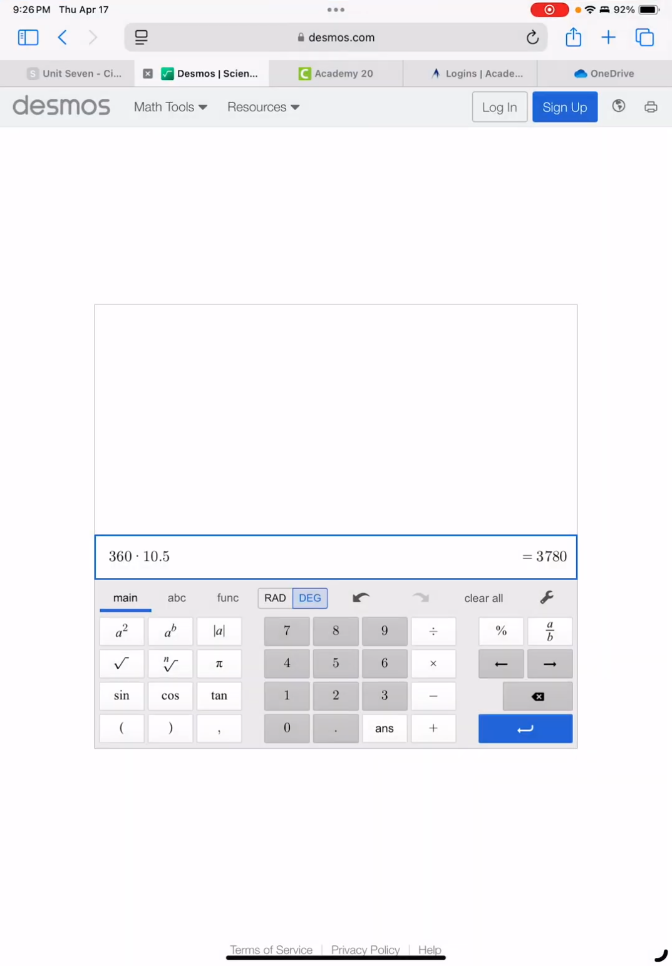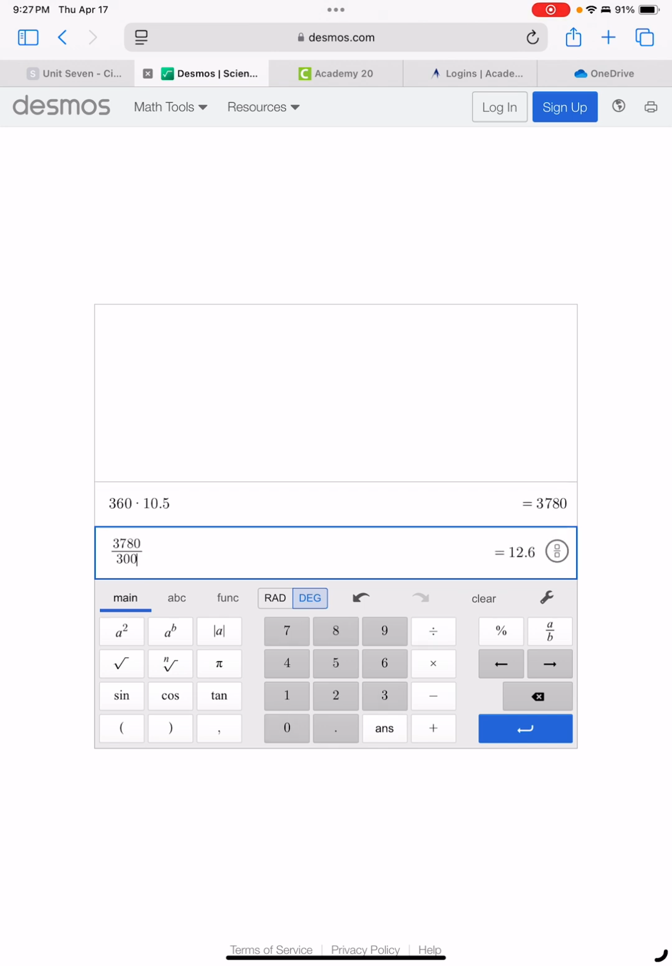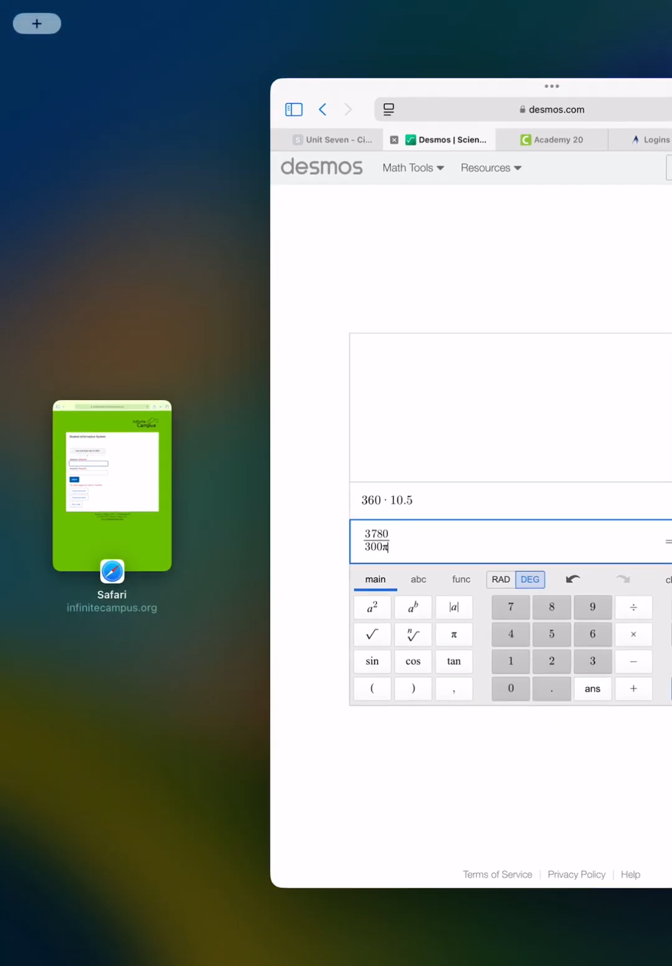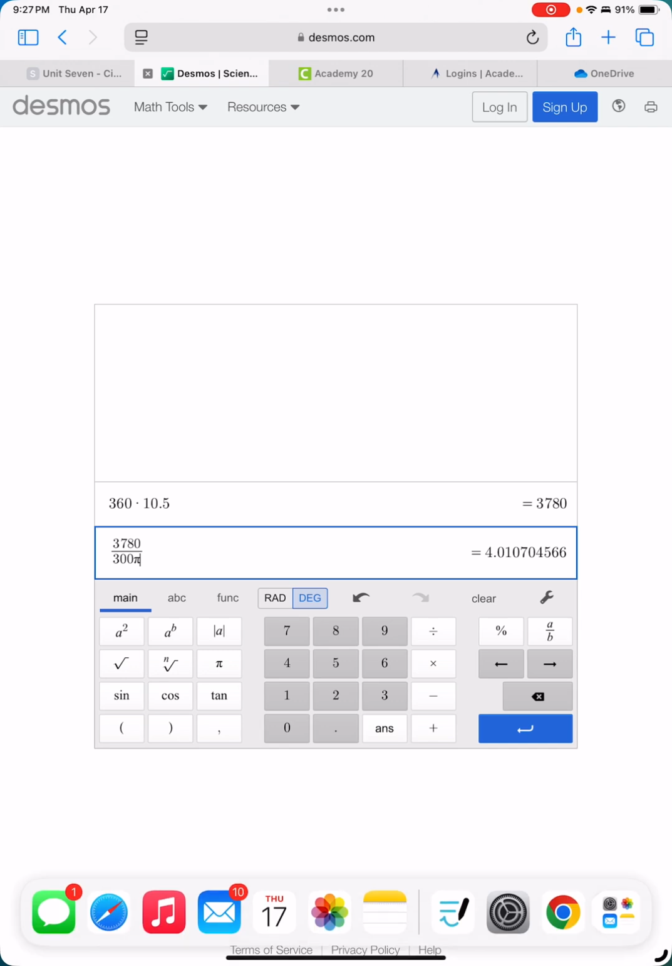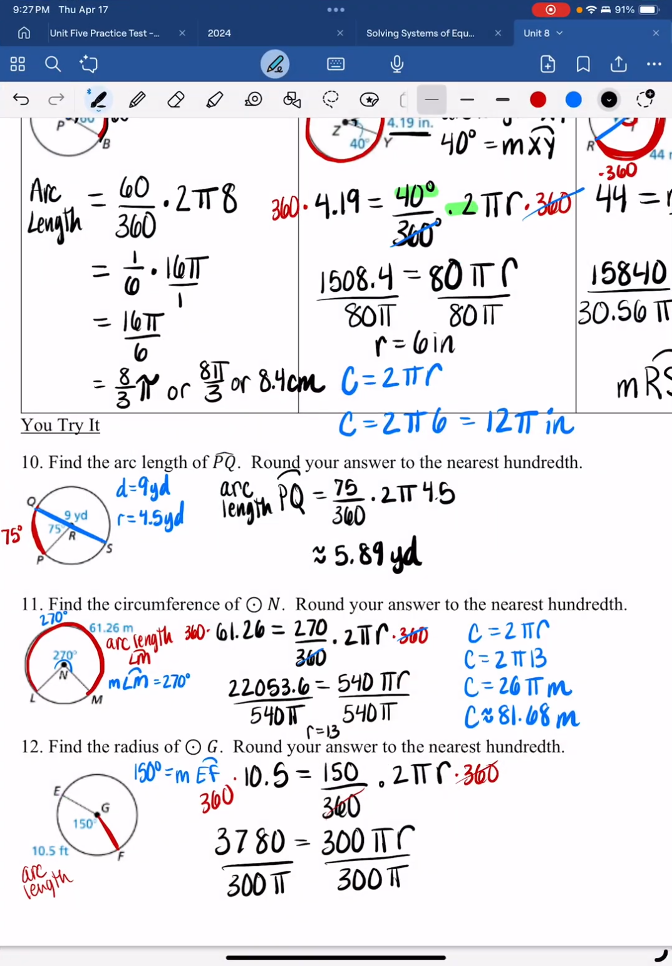So taking that answer, 3,780 dividing by 300 pi, and that's going to get us about 4. So to the nearest hundredth, that radius is approximately equal to 4.01, and then our measurement was feet.